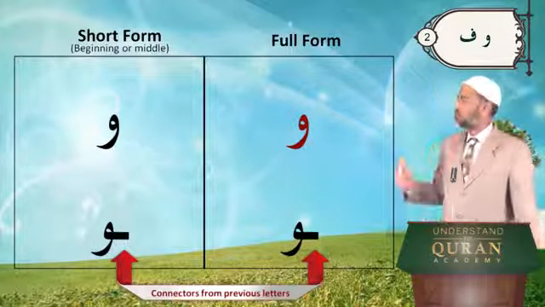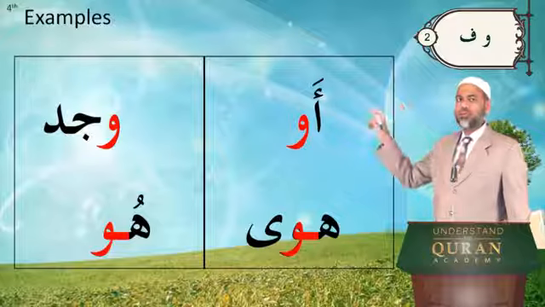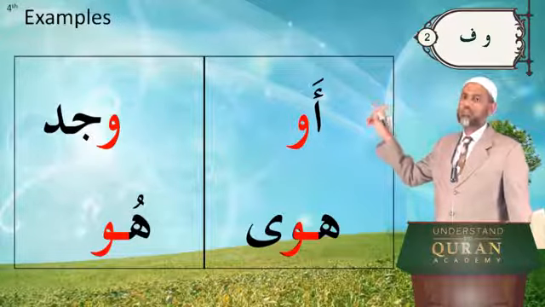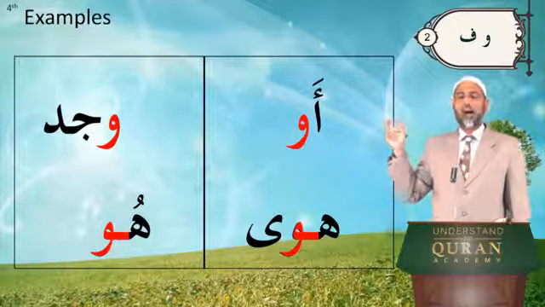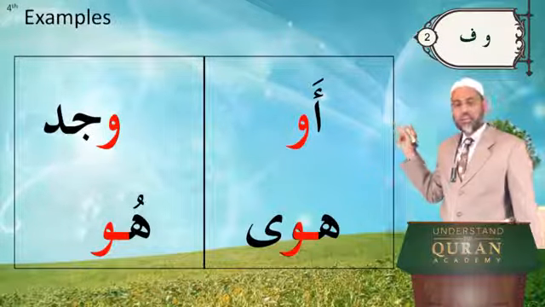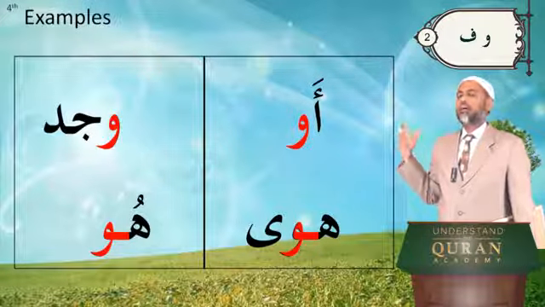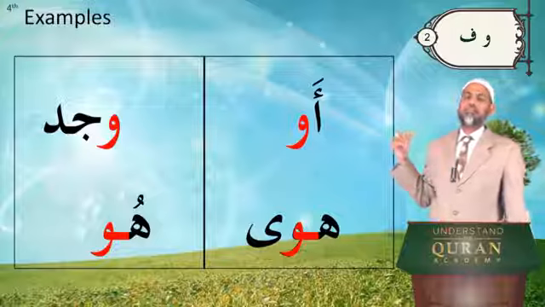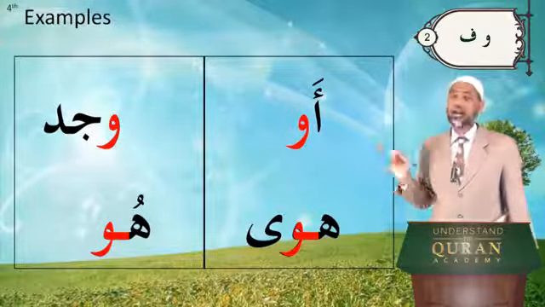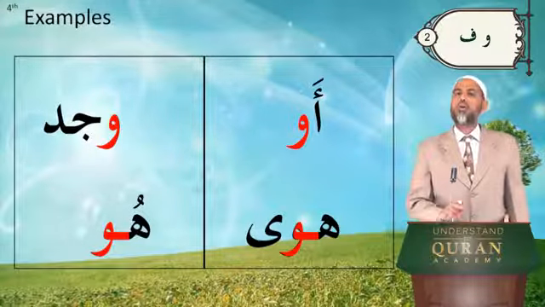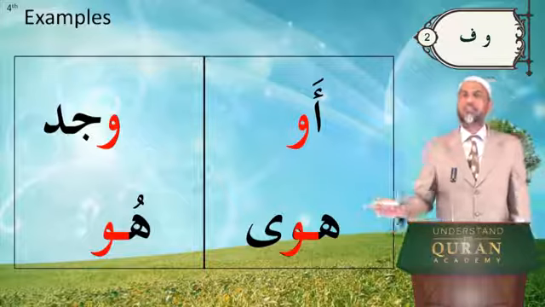Here is the example. In different words you see Waw with the full form and the short form. In the top two examples, whether it is at the end or in the beginning, it does not connect with others. However, in the examples shown below, you have Waw receiving connectors from previous letters, but it doesn't connect to others. No short form, no connectors to others. It receives, but it doesn't connect to others.